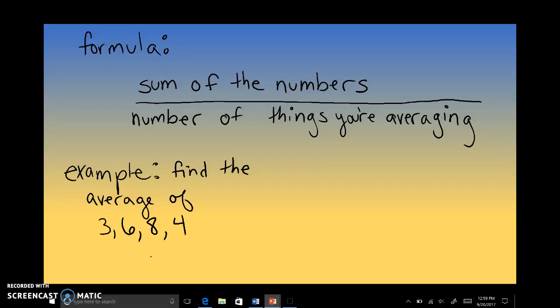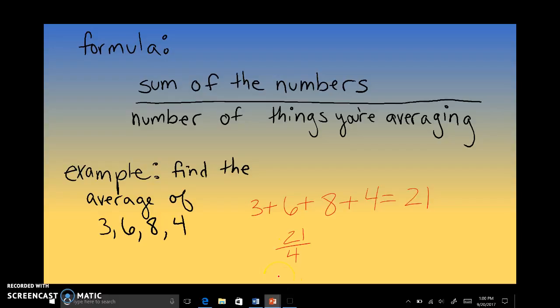So let's just do this as an example. What we would want to do is first step by adding all of our numbers. So 3 plus 6 plus 8 plus 4. And when we do that, we get 21. Next, we need to divide that number by the number of things we have. And we already did that together. So we know that we have 4 things. So we need to do 21 divided by 4.